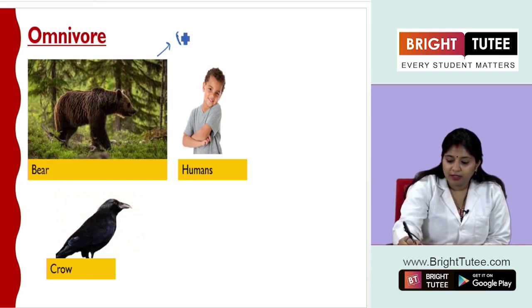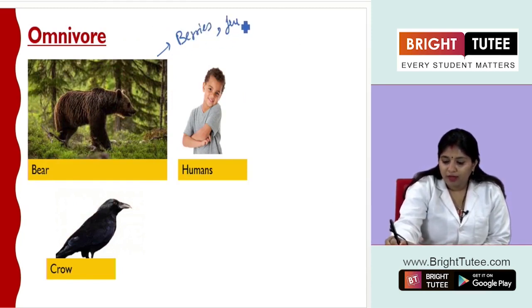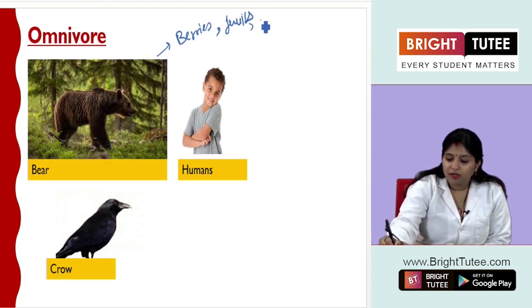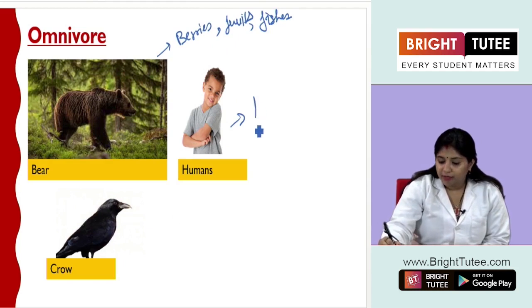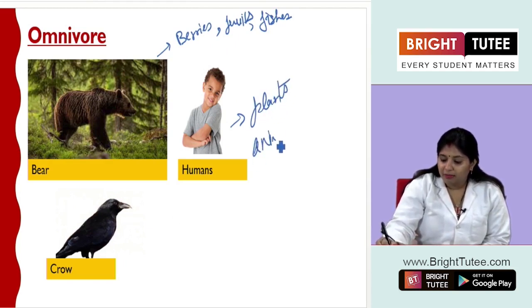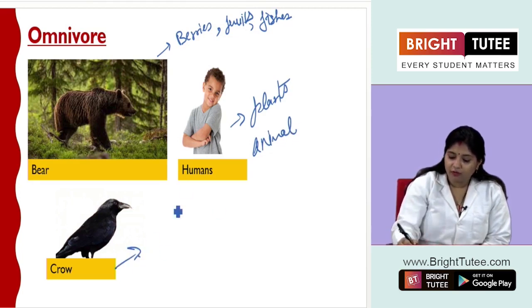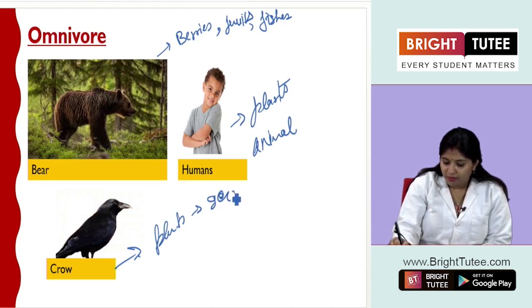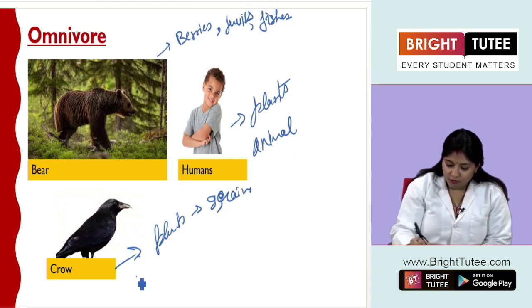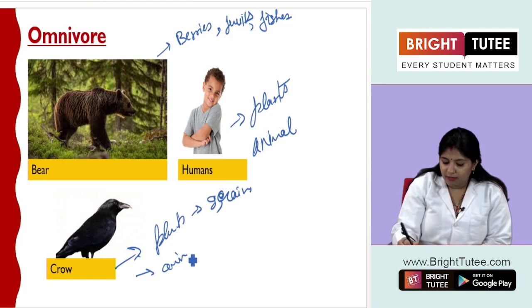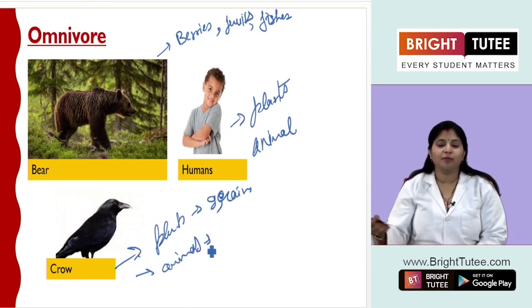Now we know bear eats berries, right? They also eat fruits. Also, these bear will eat fishes, correct? Similarly, a human being will eat plant products as well as animal products. Similarly, crow also will eat the plants, say for example grains, right? Grains which you leave outside. Also they will eat animals, dead animals, like a dead rat, mouse, whatever it is.